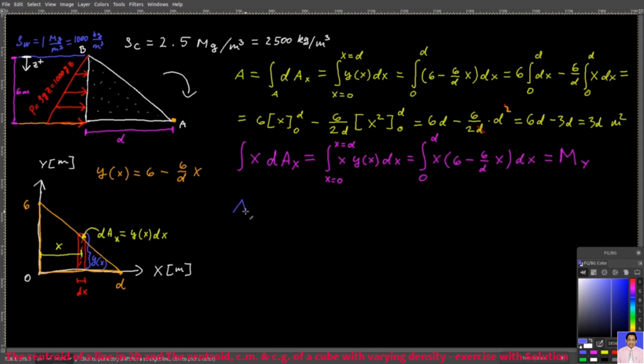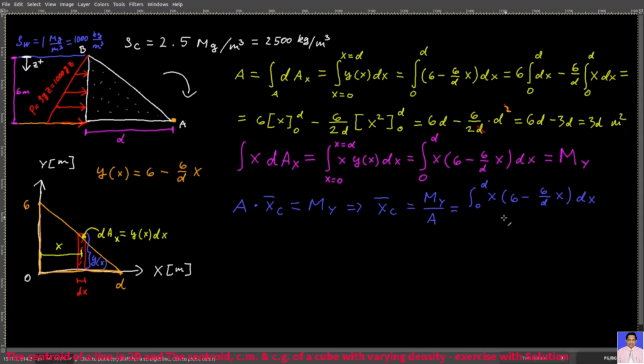Then you take the area of the cross-section, and if you multiply it by the centroid of this cross-section in the x direction, you will get this integrated product. So x bar c equals My over A, and so you have this integral over this integral. So that's x bar c.